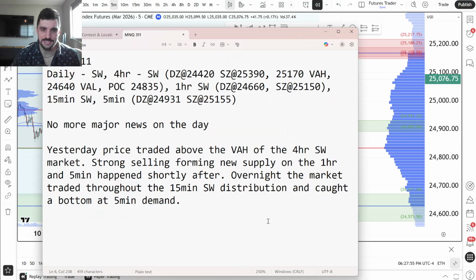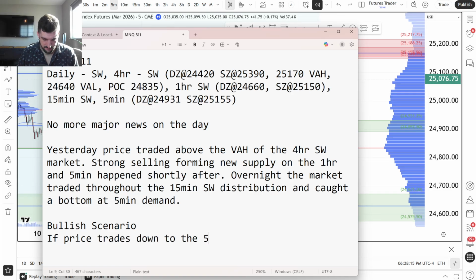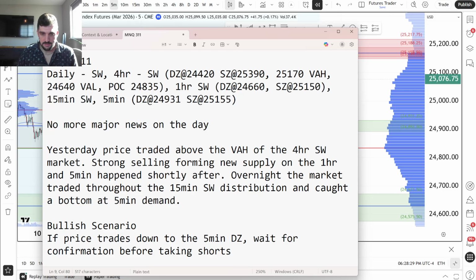So the last thing I'm going to do here is come up with a game plan. I got a bullish scenario. And my bullish scenario for this day would be that if price trades down to the 5-minute DZ, wait for confirmation before taking shorts. And then you want to have your targets in there as well.